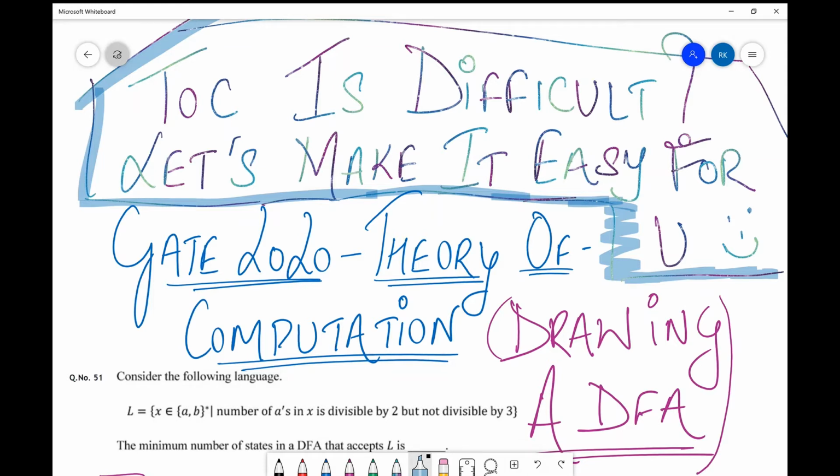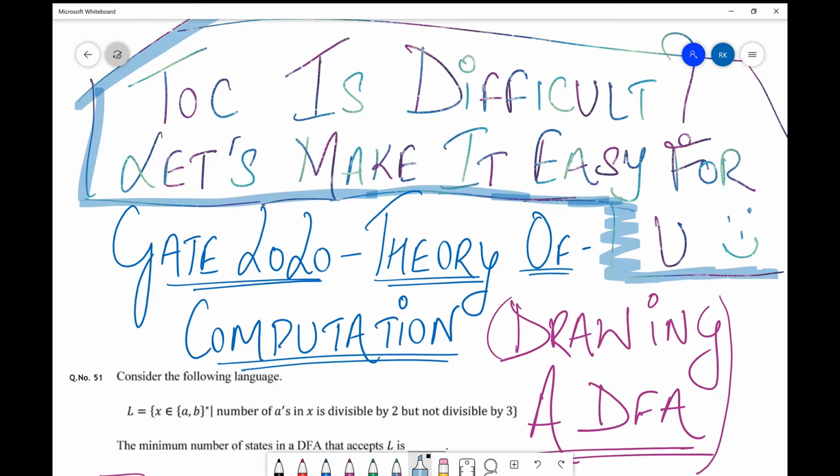This is one of the all-time favorites, you can say, as far as TOC is concerned: drawing a DFA. I've already uploaded a video stating a very simple, easy method to learn how to draw a DFA. You can have a quick overview of that by viewing that video. I'll insert the link in the description of this video.